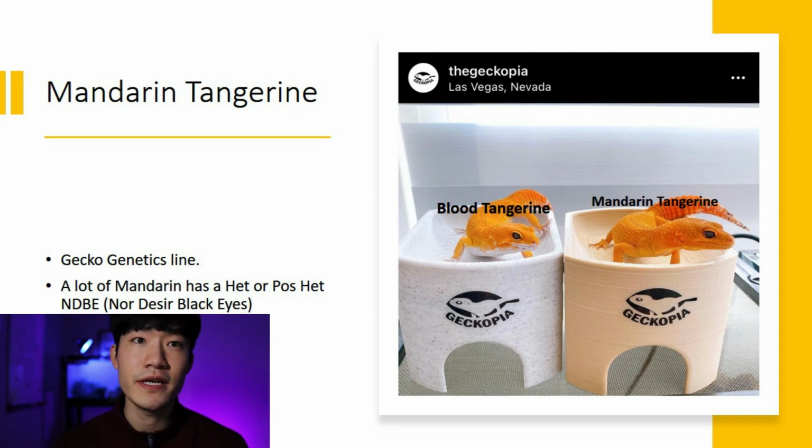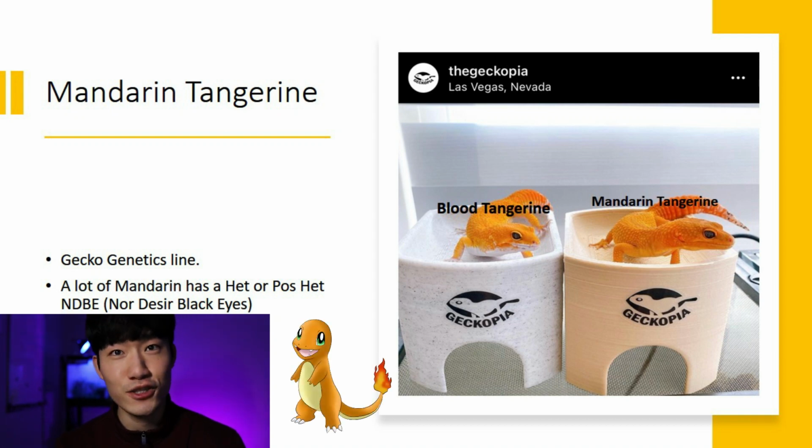One on the left is Blood Tangerine, on the right is the Mandarin. I just brought these pictures to give you guys the comparison on how it will look when you have a Blood and Mandarin Tangerine together. The cool thing about the Mandarin is that they have an orange belly. Not every Mandarin has that, but if you have really decent quality leopard geckos like me, then you will see a lot of Mandarins that have an orange belly, or from head to tail, and this is really interesting and fascinating.